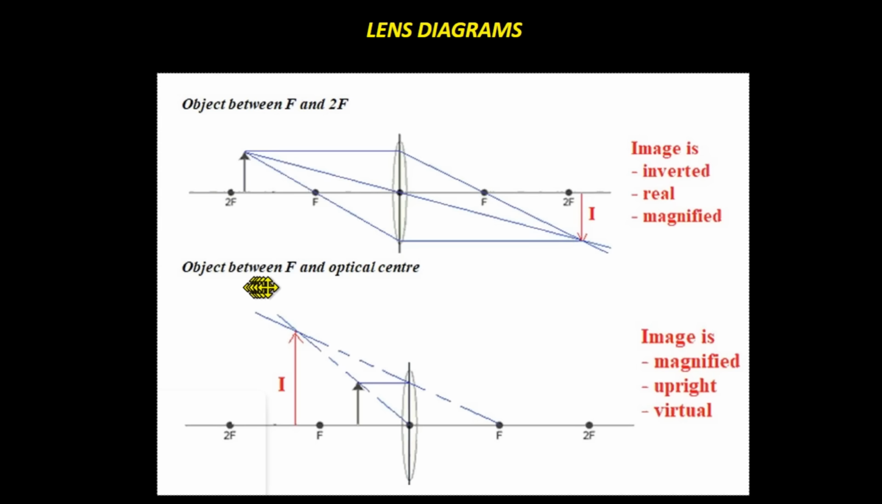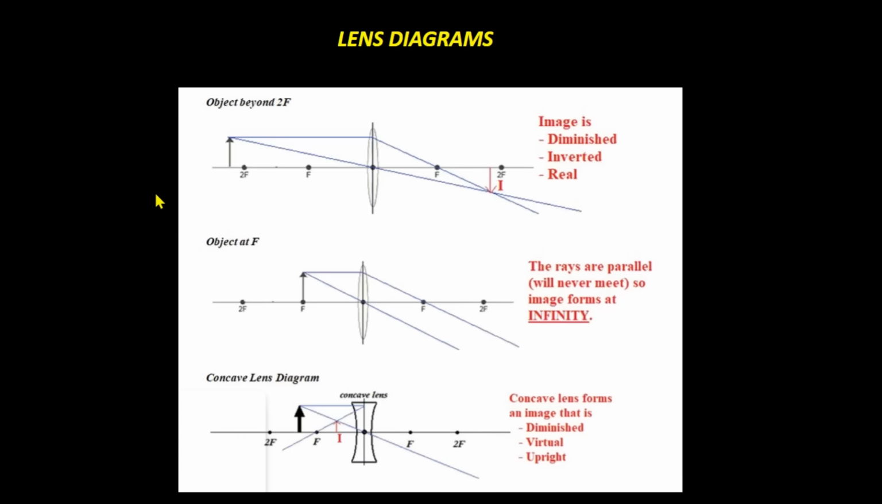Here we have the object between F and the optical center, and this is our object here, which is the black arrow. We can see that the object distance is less than the focal length, which is the distance between F and the center of the lens. The image that is formed here is magnified, it is upright, and it is virtual, which means it's not projected on the other side of the lens.